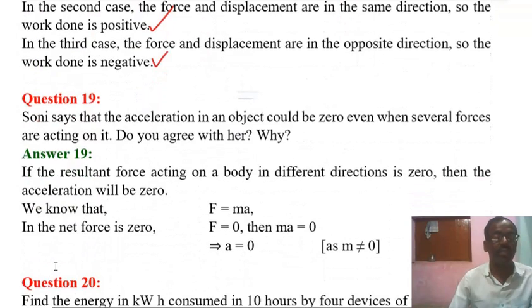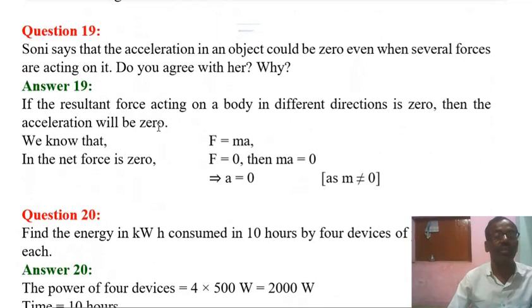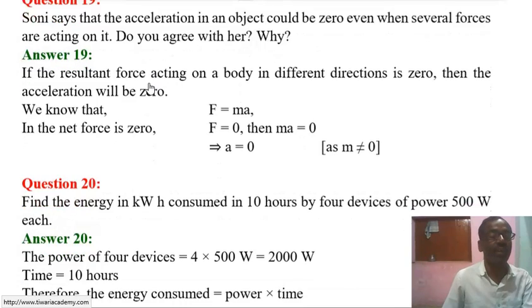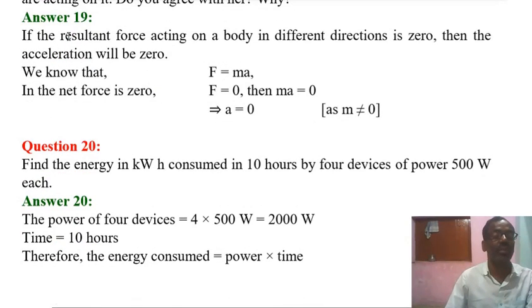Let's see the next question. Soni says that the acceleration of an object could be zero even when several forces are acting on it. Do you agree with her? Why? The answer is: if the resultant force acting on a body from different directions is zero, then the acceleration will be zero. We know that when the net force is zero, the acceleration is zero.